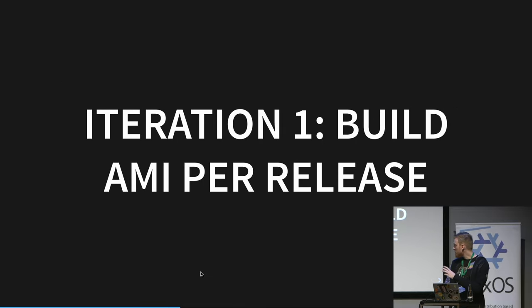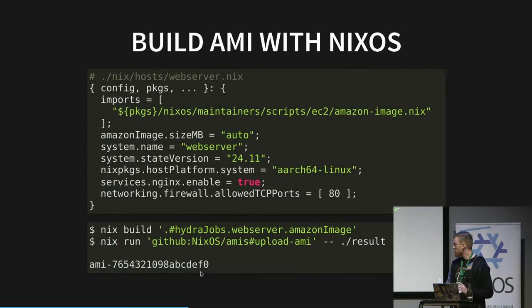So in our first iteration, we would build an AMI per release of our software. And that's really simple. You import the Amazon image module in NixOS. We install Nginx, and then you can just do a Nix build. You get an image out, and then you can upload it using our upload AMI tool.